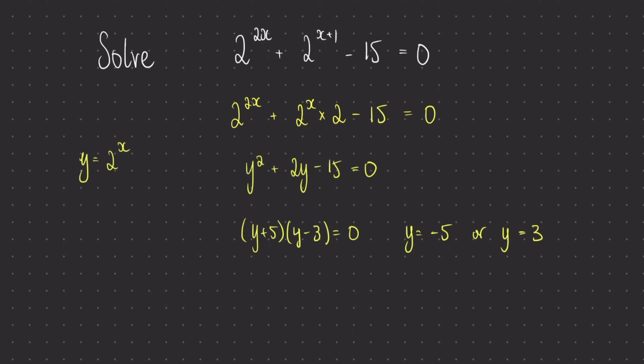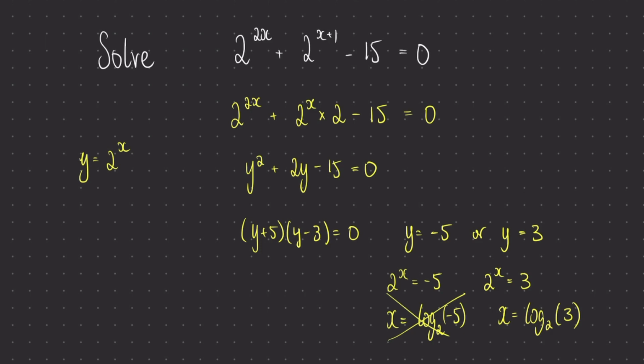And now solving this quadratic, finally we can replace y, take log to the base 2 of both sides, and get these two answers here. However, we cannot have a negative number as the input for a logarithm, so the answer on the left is incorrect. We must cross that one out and just keep the answer on the right.